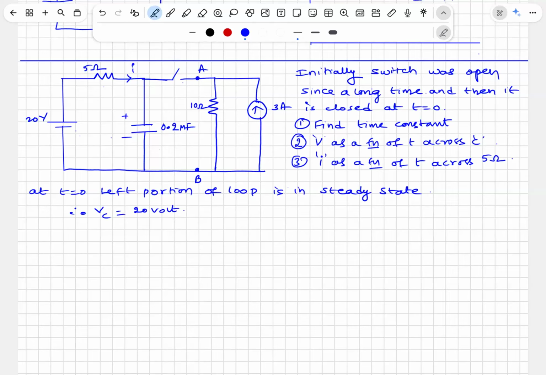Any confusion? Any student in the class with confusion? Initially the switch was open for a long time. You open the switch for a long time. What happens to the left-hand side part of the circuit? It's already in steady state. The capacitor is already charged. Right. I want E effective also.